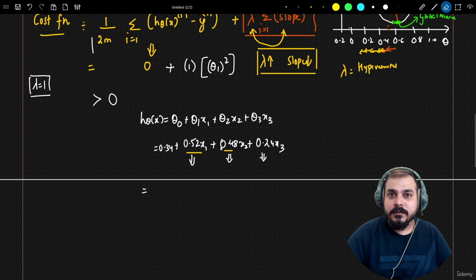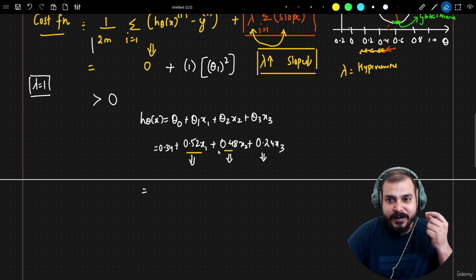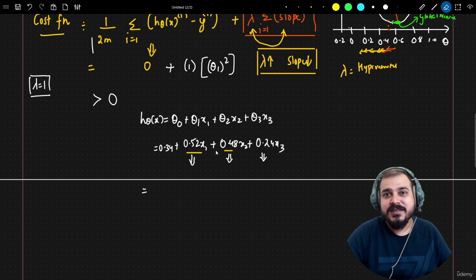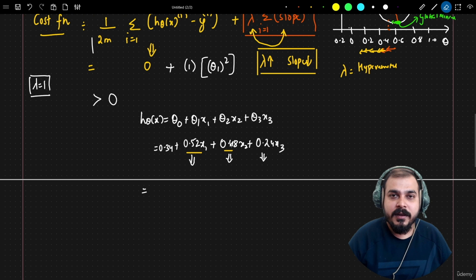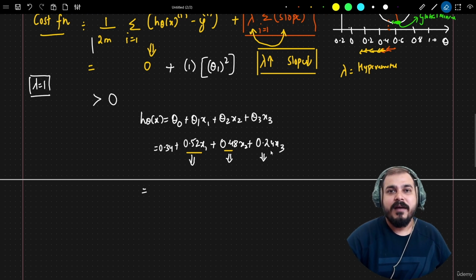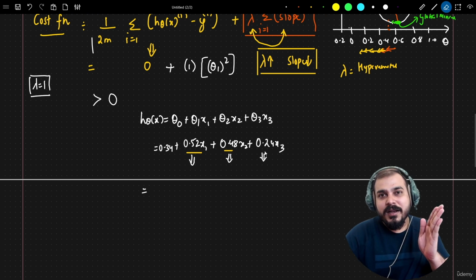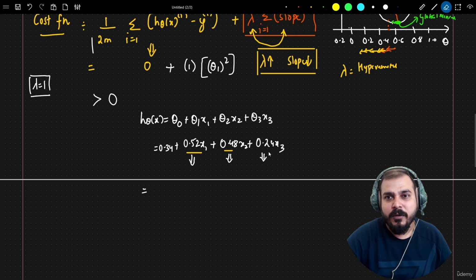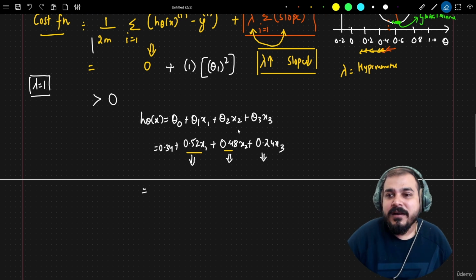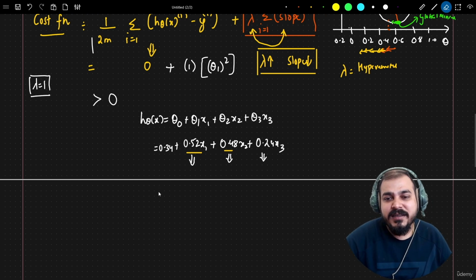Now, if there is too much movement with respect to unit movement, that basically means these features are highly correlated with the output feature, right? Highly correlated with the output feature. But here you can see that with respect to x3, we have a very small value 0.24. Even though we have a very small value, if I make a unit movement with x3, there will be a small movement with respect to y, somewhere around 0.24.